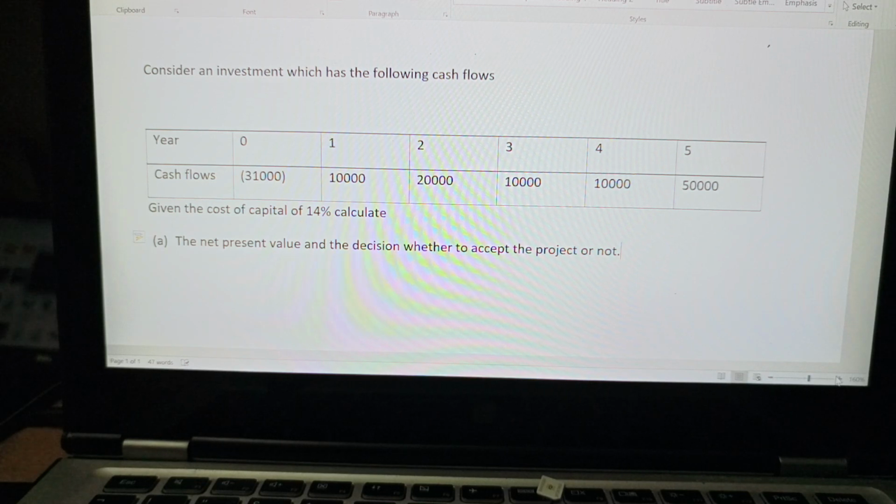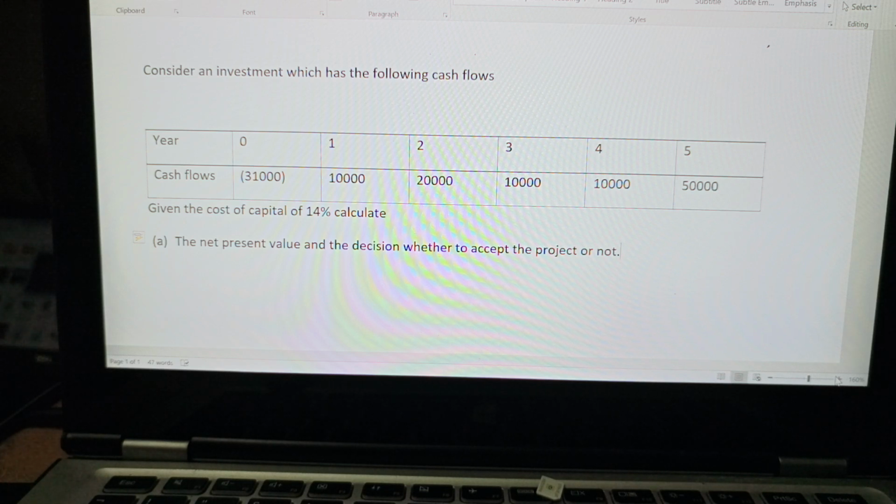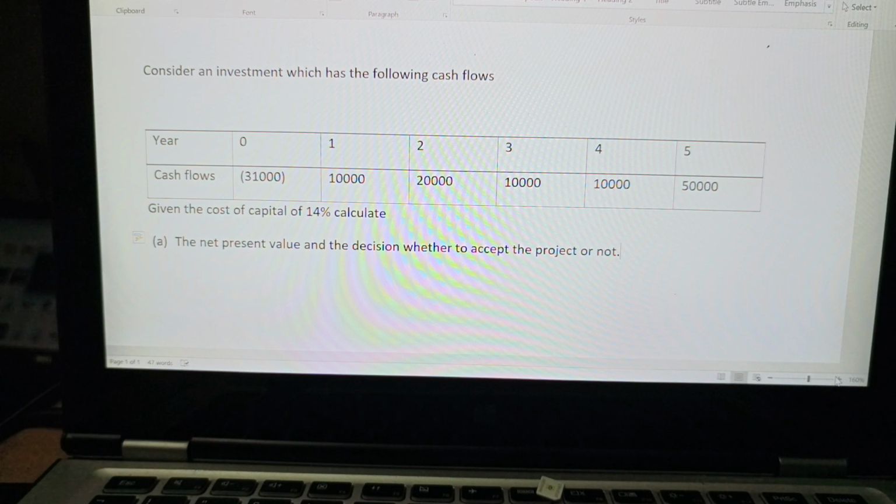Remember, if the cash flow is enclosed in brackets, it means it is negative, which means it was a cash outflow. Why is it termed so? It is so because it is leaving your pocket, leaving you broke. But the ones which are not in brackets are cash inflows. Those are money coming in. So given the cost of capital to be 14%, calculate the net present value and decide whether to accept the project or not. This is how we are supposed to calculate the net present value.